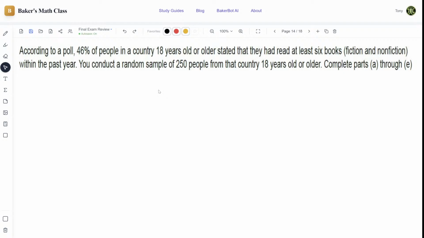All right. According to a poll, 46% of the people in the country 18 years or older stated that they have read at least 6 fiction or nonfiction books within the past year. You conduct a random sample of 250 people from that country 18 years or older. And now I need the other parts of the question.